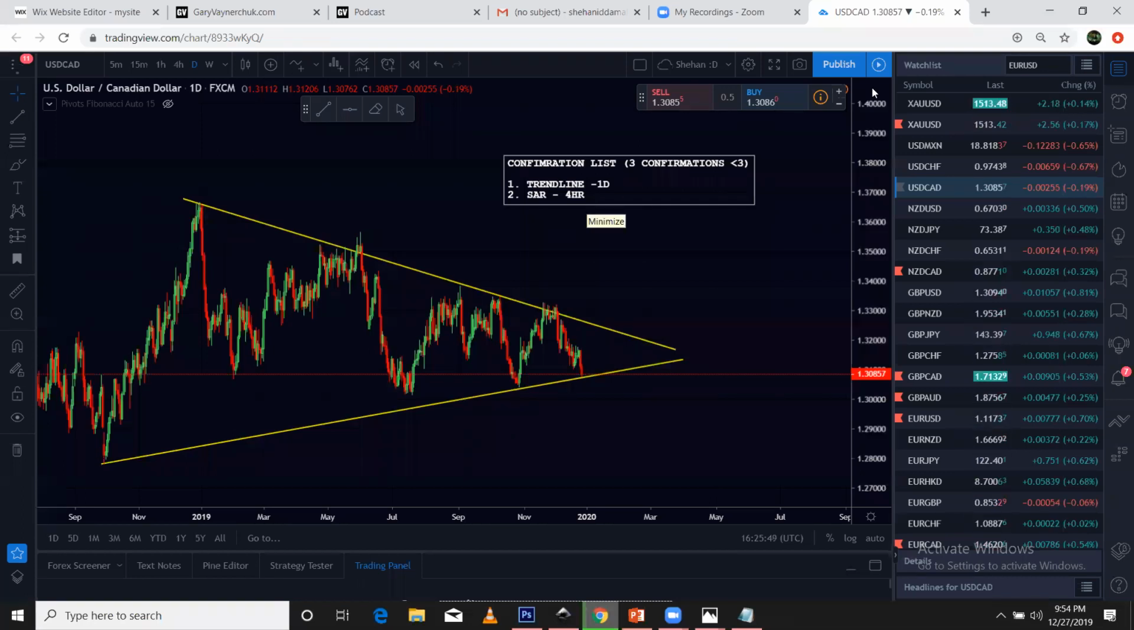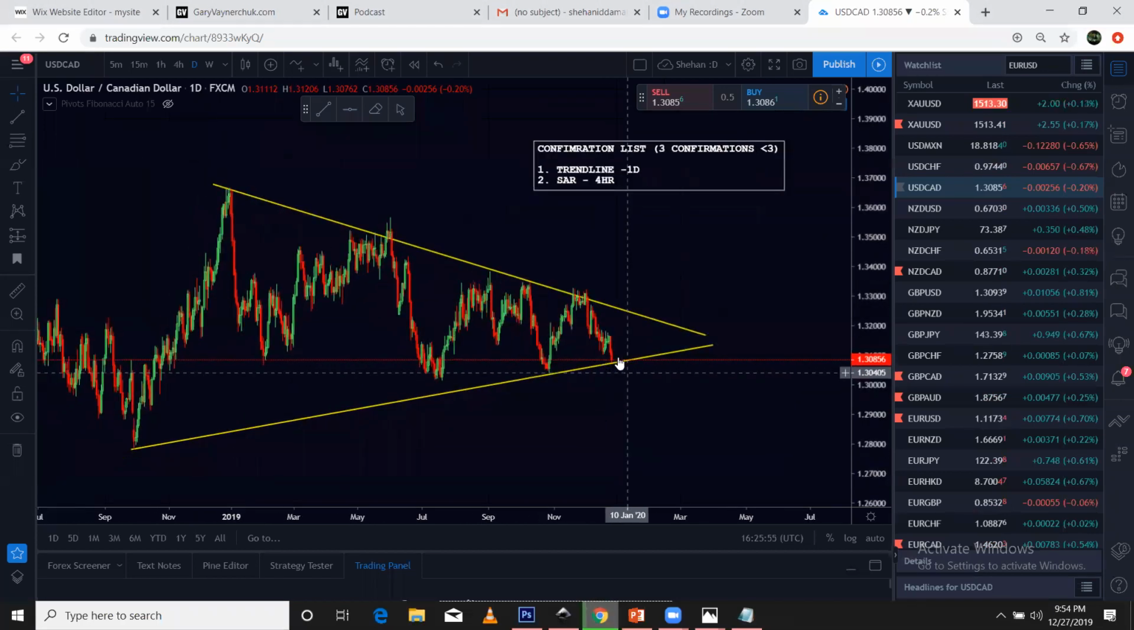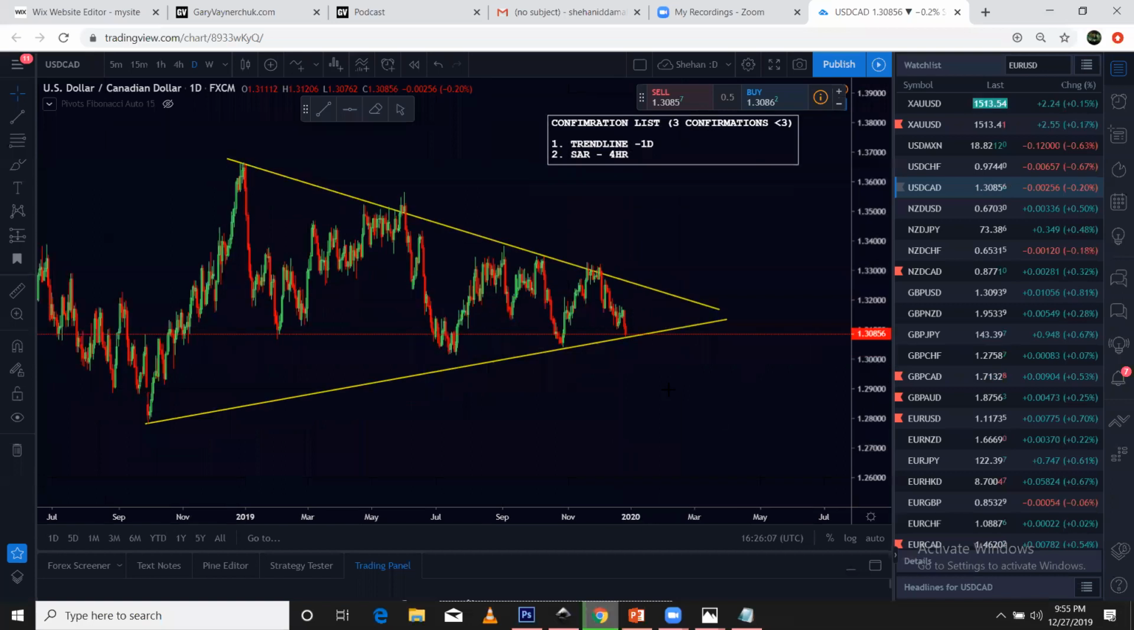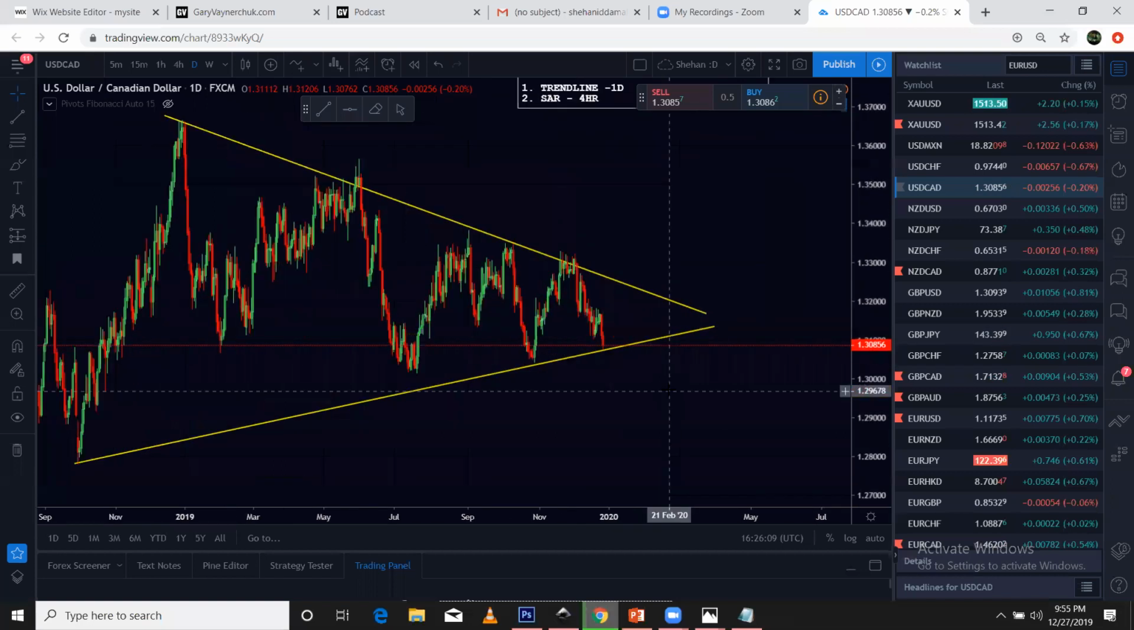Is it valid to draw trend lines in the current market price? Current market price means right here. Okay, you're asking whether you can take that as a touch for the trend line? Yeah, okay. So basically for a trend line to be valid, you need to have 2 touches.